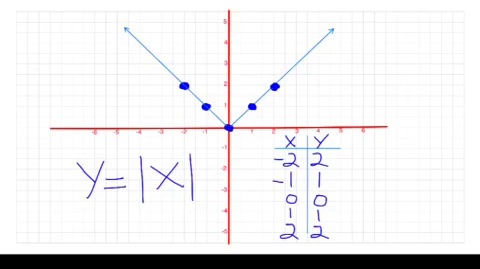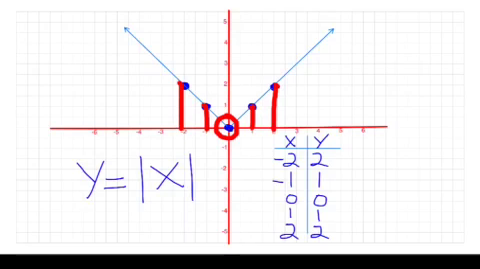Key characteristics: shape of a V. It always goes over and up the same amount. If it goes over 1, it goes up 1. If it goes over 2, it goes up 2. Even if that's left, -1 or -2. And then also we have the vertex point. The lowest point on the absolute value equation is at 0, 0. That's the parent function. So this one's pretty easy.